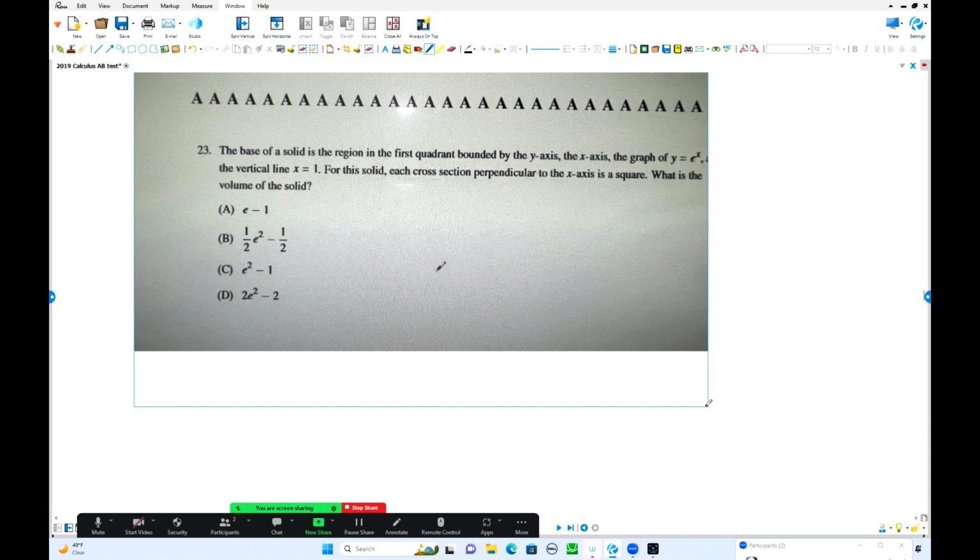The base of a solid region in the first quadrant is bounded by the y-axis and x-axis. The graph is y equals e to the x. E to the x, when x equals 0, y is 1. And the vertical line is 1 over here. This area, okay? Cross section perpendicular to the axis. So the cross section is perpendicular to the axis this way. Cross section. It's a square, right? Looks like a square over here. We're gonna build a square.